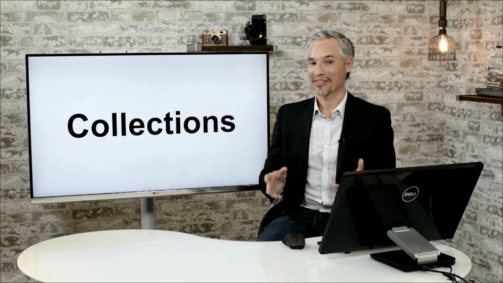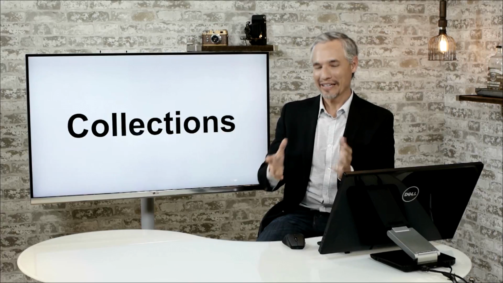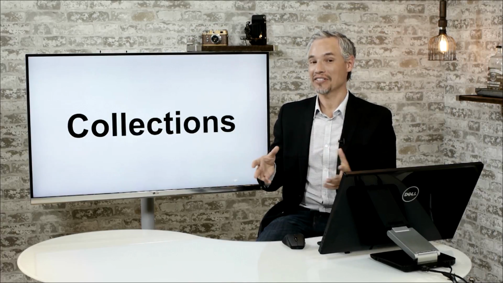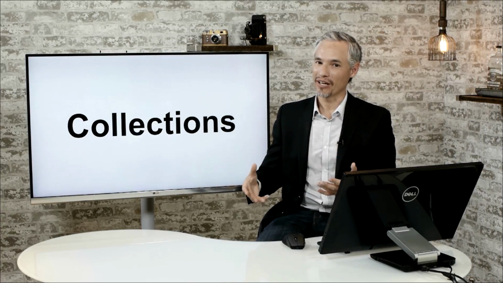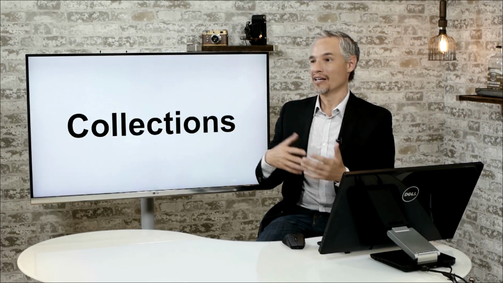Now let's talk about collections. Catalogs are this physical thing that keeps your pictures separate. Collections, on the other hand, are just a logical way of organizing your photos and allowing you to quickly jump back to them. Collections work a lot like a folder, except while you can put one folder inside of another, you can only put a collection inside of a collection set.